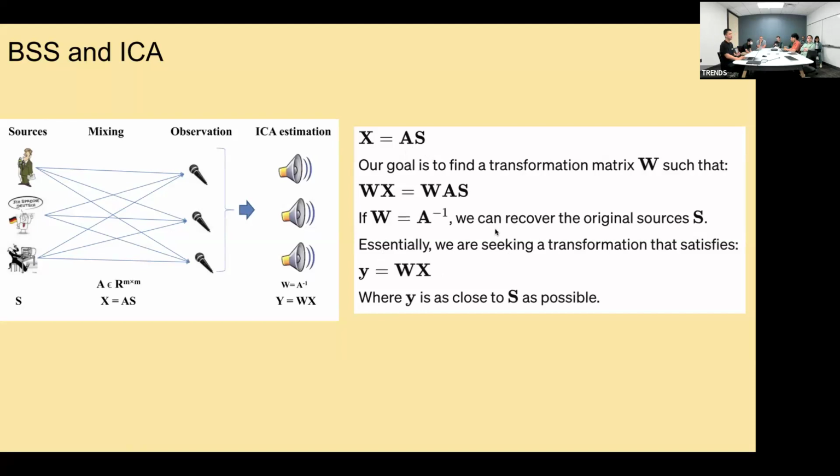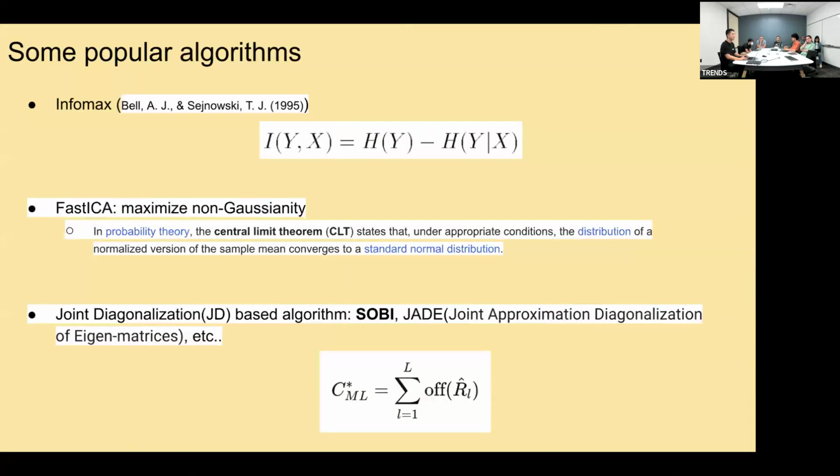So we're trying to find a transformation W which can invert the observation back to a result as close as possible to the original sources, and W is expected to equal the inverse of the mixing matrix. This is the problem both BSS and ICA are trying to solve.